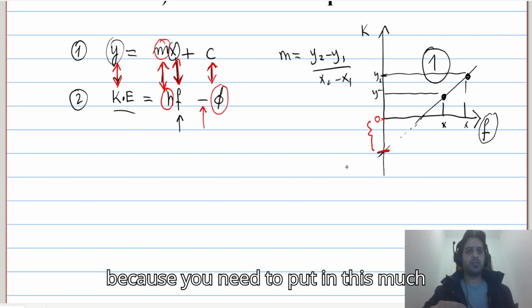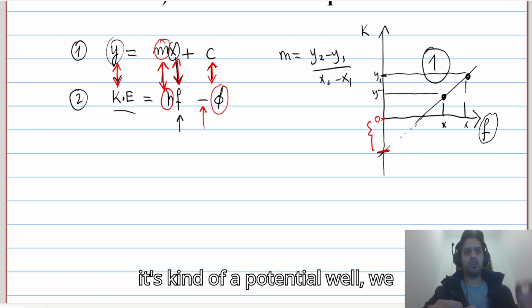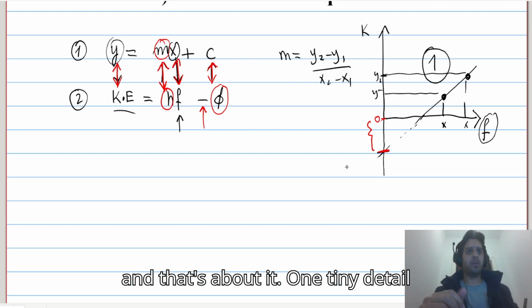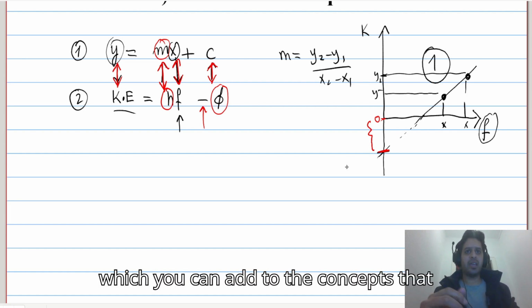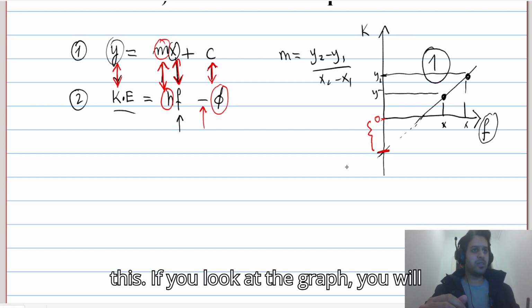The y-intercept is negative because you need to put in this much energy to release an electron. So it's kind of a potential well. And that's about it. One tiny detail which you can add to the concepts that you need to solve type 1 graphs is just this.